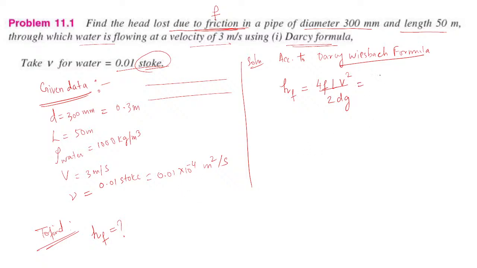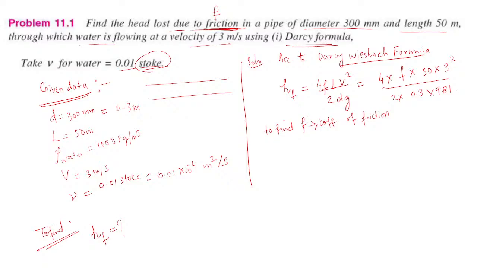Now here you need to substitute it, 4 into f. Now here we don't have the value of f, right? So keep the f as it is. L is 50, v is 3 square by 2 into d is 0.3, and what about the g? g is constant, that is 9.81, right? Now before that I need to find f. So to find f, that is a coefficient of friction, right? So coefficient of friction.